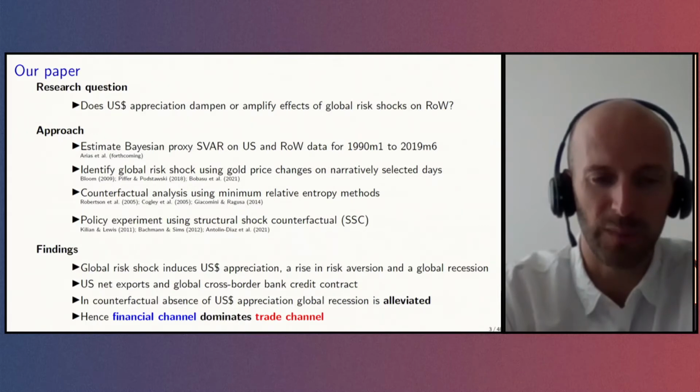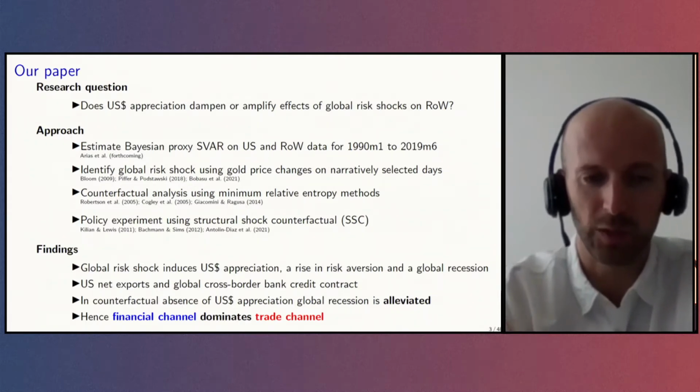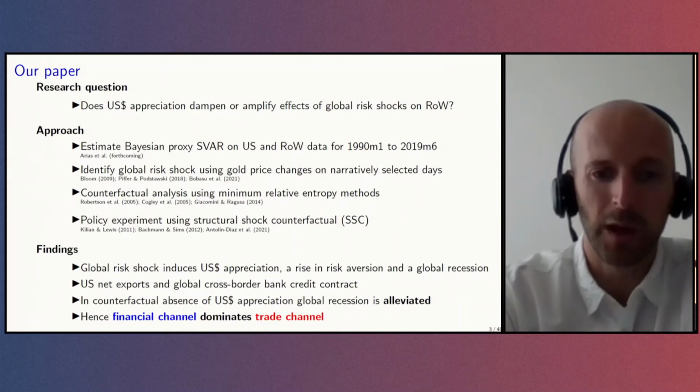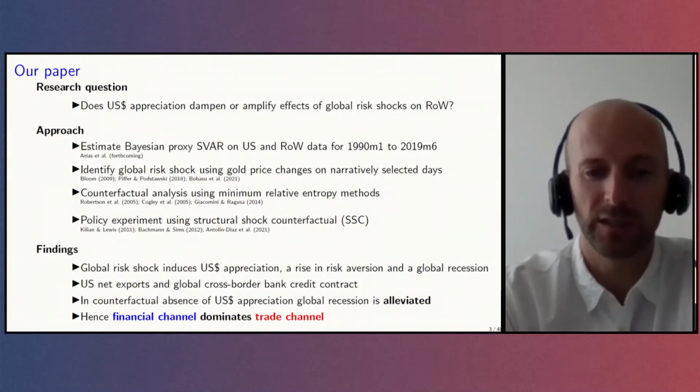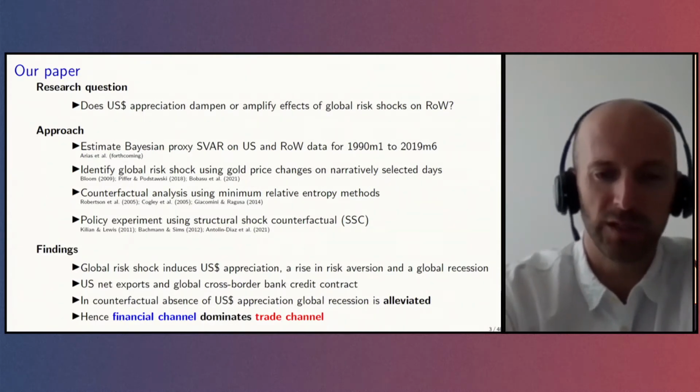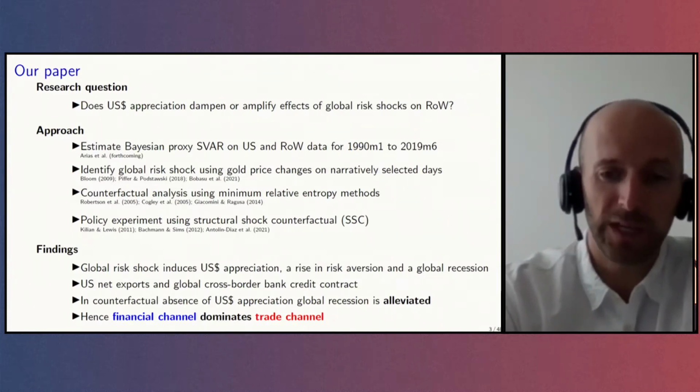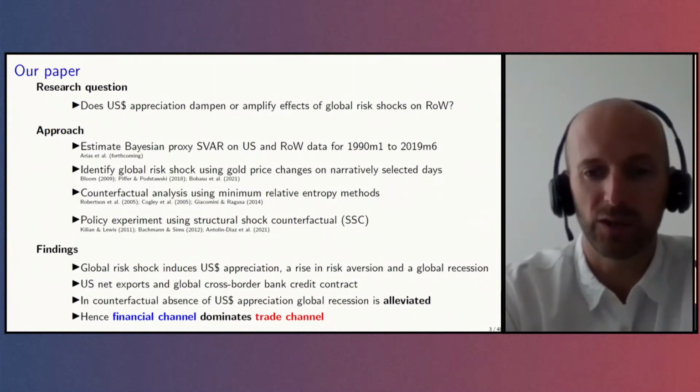So that's the set of baseline results that just establishes where we are, how the world looks through the lens of this Bayesian proxy structural VAR model. And then we ask this question in this general equilibrium outcome, what's the contribution in net terms of dollar appreciation in the face of global risk shocks? Again, we have this financial channel through which the dollar appreciation should amplify the effects of a global risk shock, whereas through the trade channel, it should mitigate the effects of a global risk shock.